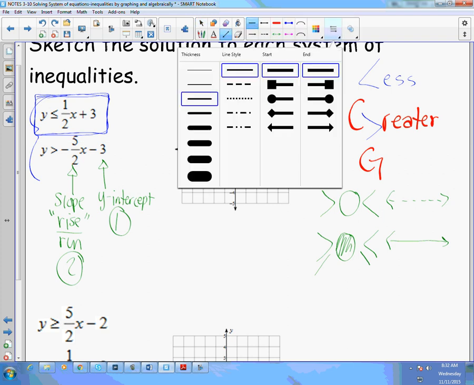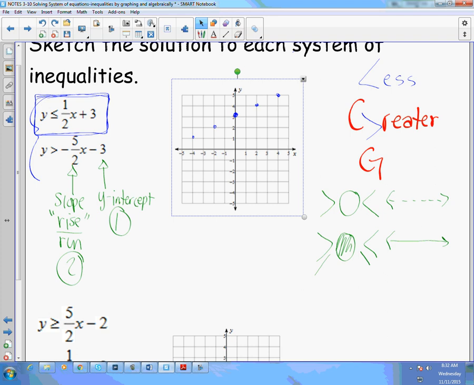Okay, yeah, this is like me. I will not use the line tool. I will use the marker and try to draw the straightest line I can. It's not too bad. Okay, now we're not done. We need to shade the graph.